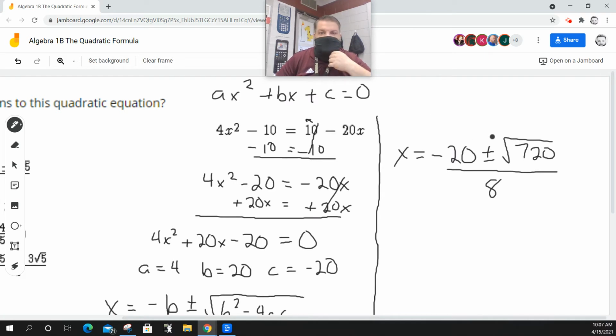Now I got to think of a perfect square that goes into 720. What's the biggest number that will go into it? 9 will go into it. Yeah, we could pull out a 9. That's a perfect square. I think 4 would go into it. So we got to think of the biggest number. 36 will go into it.